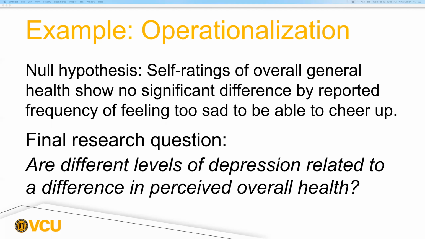So then our final research question we'll be asking of this data is, are different levels of depression related to a difference in perceived overall health? And when we write up our methods section, we would have to discuss how we operationalized depression and health into these specific variables. So that's something that goes into your write-up of how you operationally defined, how you operationalized and went through the process of reaching an answer to your question.